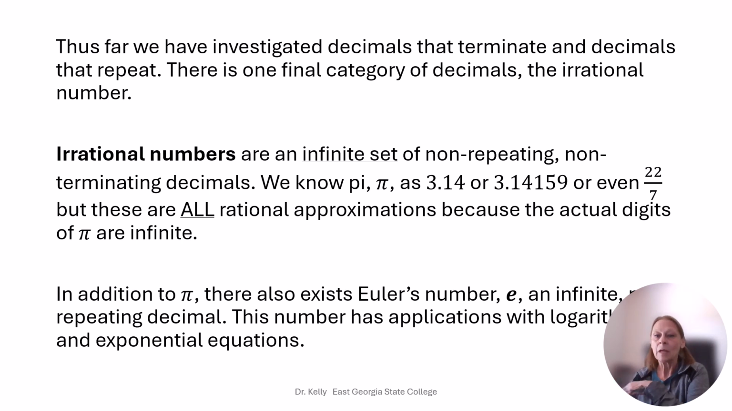It's really interesting. And there's more than one of these irrational numbers that come up naturally in computations besides pi, and it's called the Euler number, and it's named after a famous mathematician, and it is denoted by this number E. And it is an infinite, non-repeating, non-terminating decimal, and it has tons of applications with logarithms and exponential equations used heavily in biology, many sciences, in financials, and statistics.